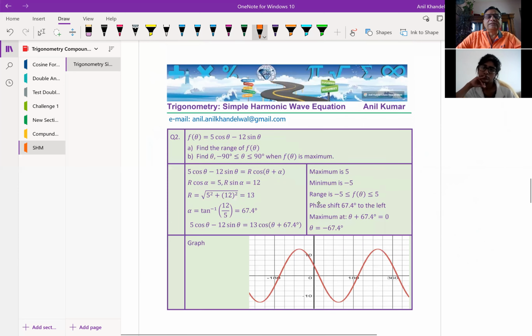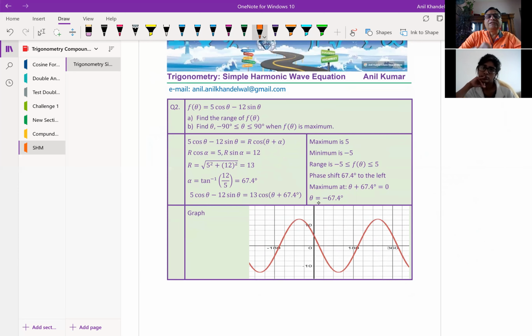Now let's look into the next example, which is 5 cos theta minus 12 sin theta, correct? First thing first, let's do the substitution. Since we want this to be in terms of R cos(theta plus alpha), this is minus, that means we'll have plus alpha, right?